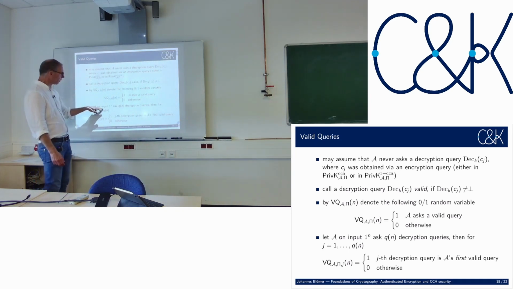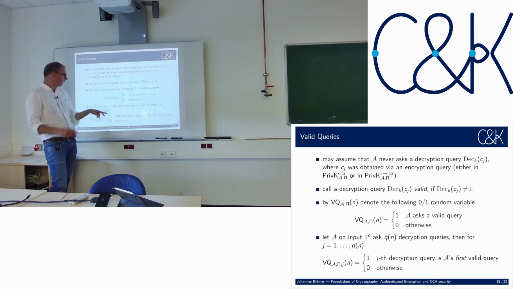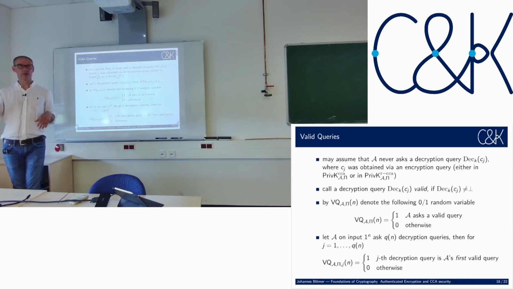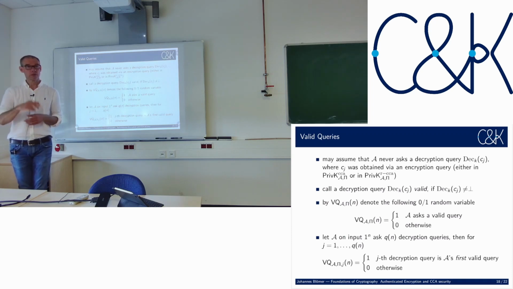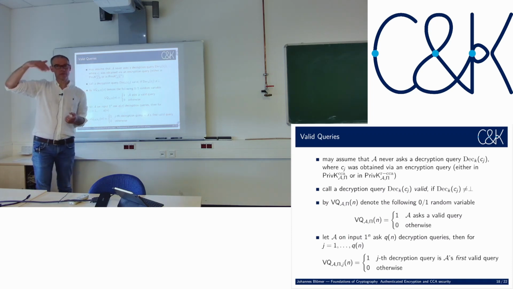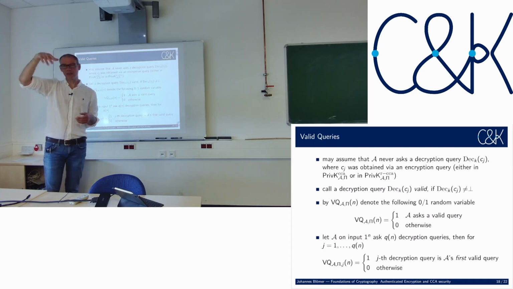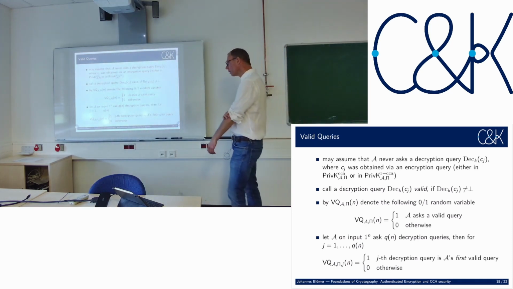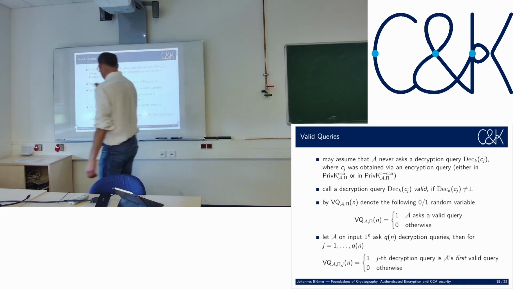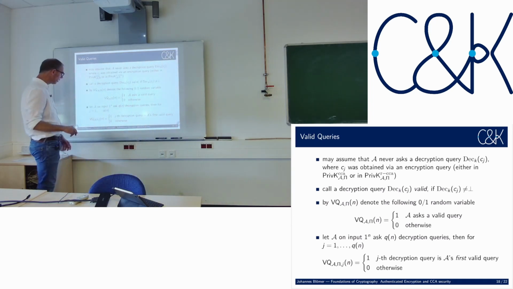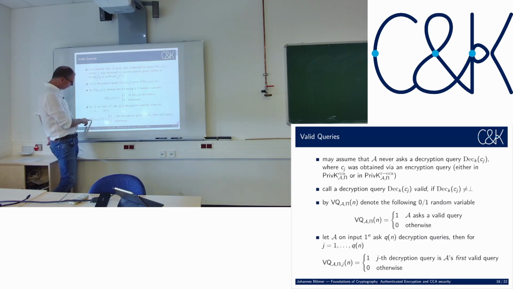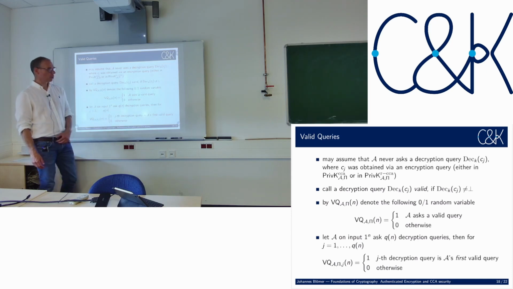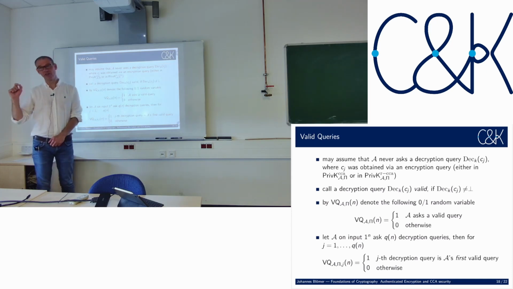We assume, again for simplicity, that on 1 to the n, A asks exactly q(n) decryption queries, where q is some polynomial. Actually, q(n) is an upper bound, but then let him ask a few dummy queries if it doesn't meet the upper bound. And then we define additional random variables VQA,pi,j,n, which is 1 if the j-th decryption query is A's first valid query.